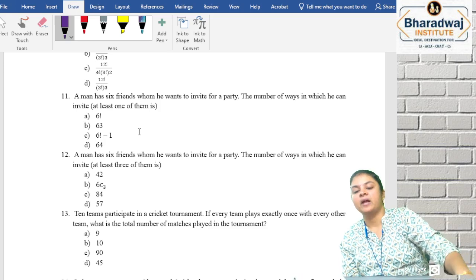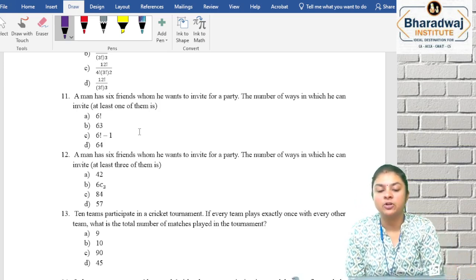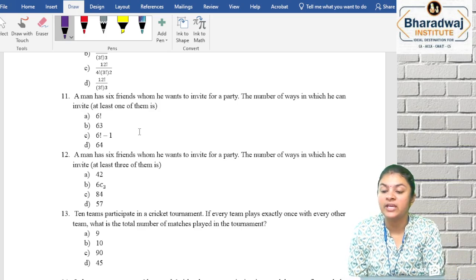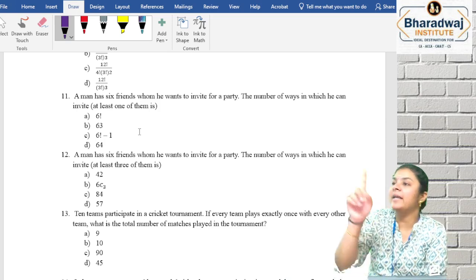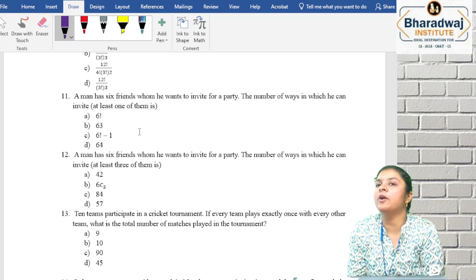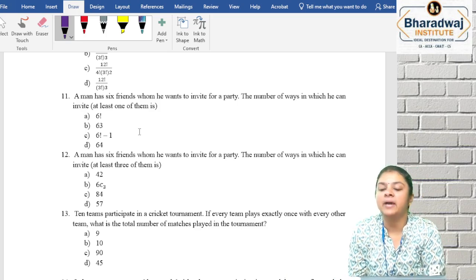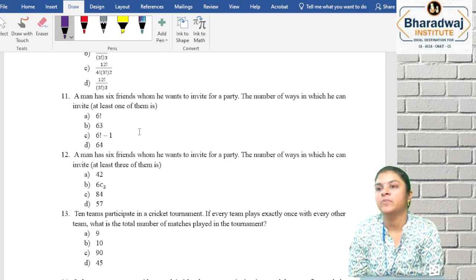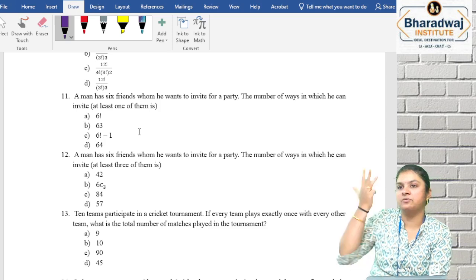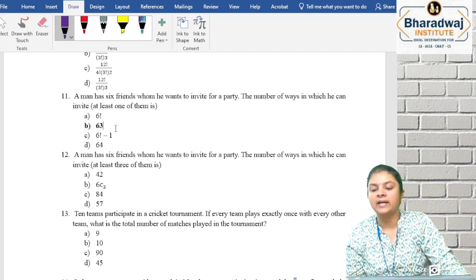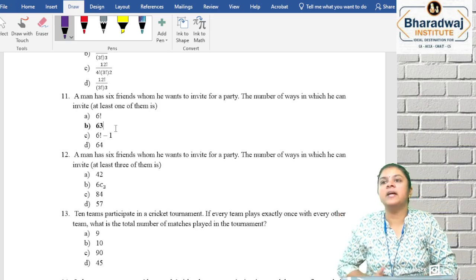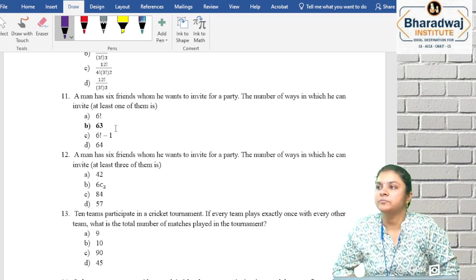Next. A man has 6 friends whom he wants to invite for a party. The number of ways in which he can invite at least one of them. At least one. One or more can a rule. 2 power n minus 1. Directly you can take. He has 6 people. So 2 power n is 2 power 6 minus 1. 2, 4, 8, 16, 32, 64. 64 minus 1, 63. So இதுக்கெல்லாம் நீங்க டைரக்ட் ரொம்ப உட்கார்ந்து கால்குலேட் பண்ண வேணாம். Apply the formula, just go ahead. Okay?